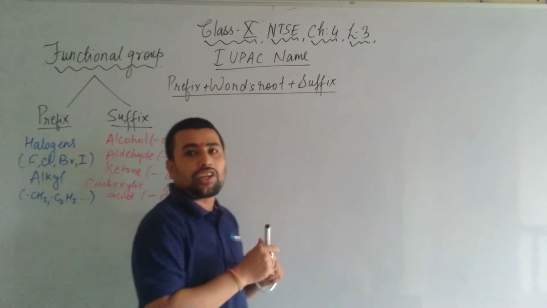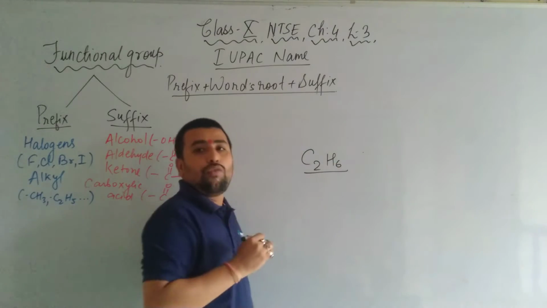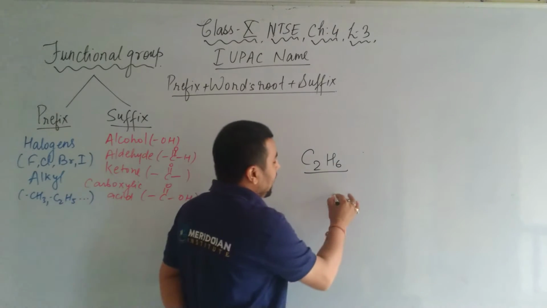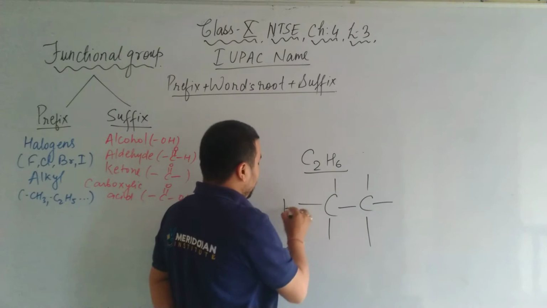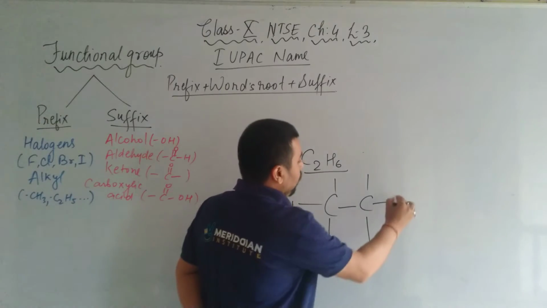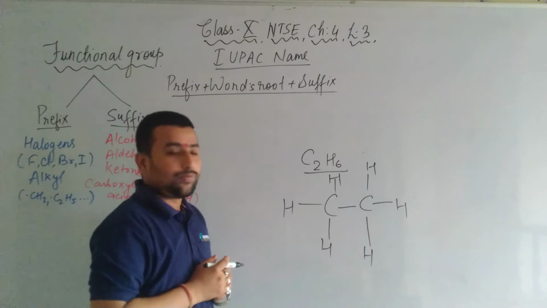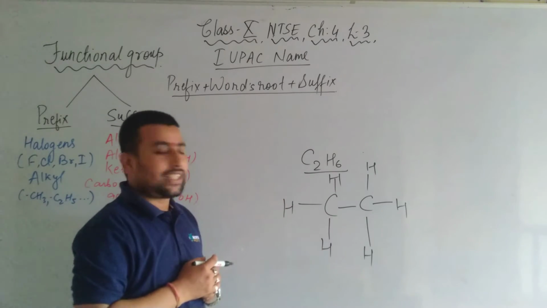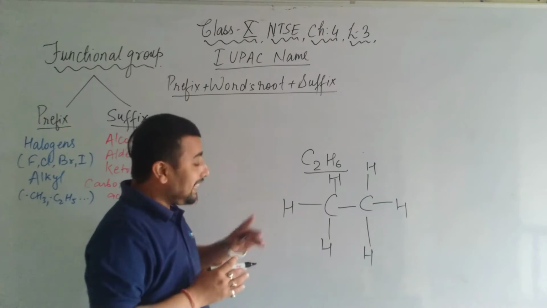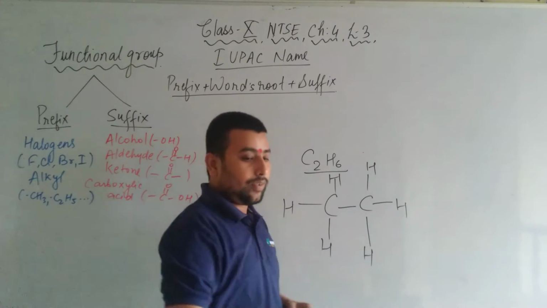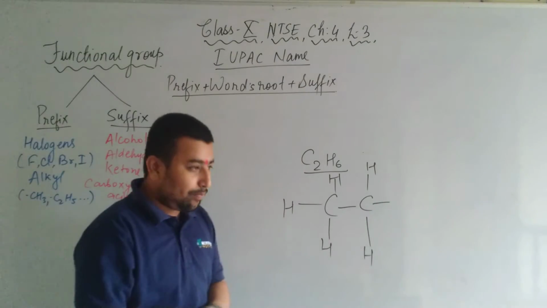So dear students, just think here about ethane, C2H6. This is the chemical formula of ethane. If we draw the diagram, carbon, carbon, single bond, 3 hydrogens on each carbon. Hydrogen, hydrogen, hydrogen, hydrogen, hydrogen. C2H6. So here in C2H6, if we are replacing one of the hydrogens, now your question, sir, how will you replace?